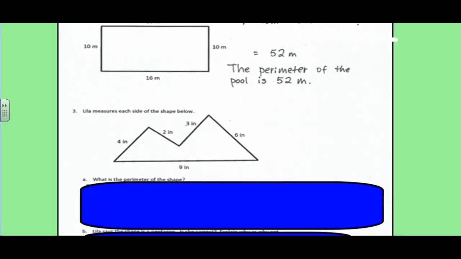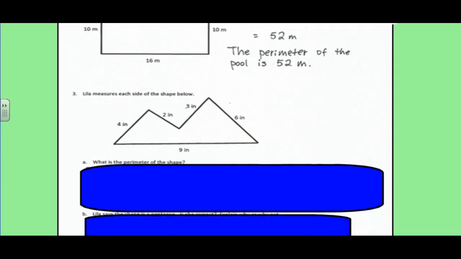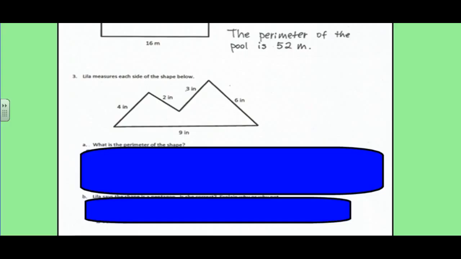Lila measures each side of the shape below, and they're already written on there for you. So part A says, what is the perimeter of the shape? Please make sure that whenever you're writing down the perimeter that you're writing down the addition sentence. I know that you may get tired of doing that, but that's just you showing your work. And in math, it's always good to show your work and always put some type of equation if there is an equation to put. And with perimeter, there's always going to be an equation to put.